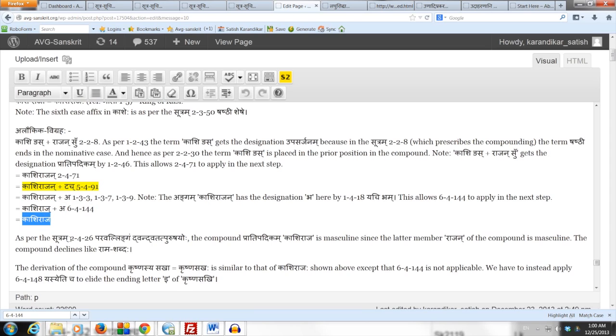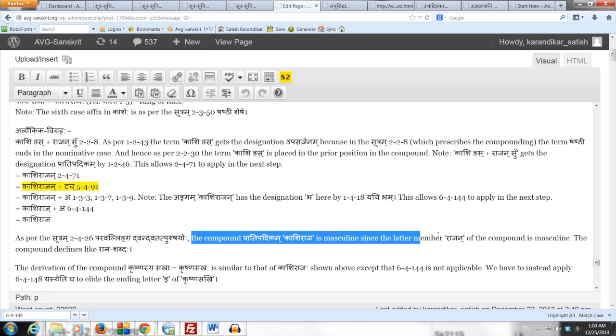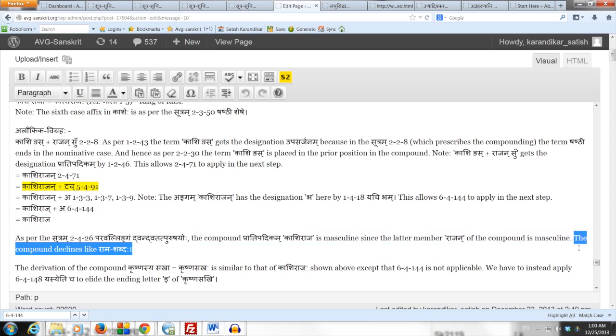Now as per the Sutram 2-4-26 Paravalliṅgaṃ Dvandvatatpurushayoh, the compound pratipadika Kāśi Raja is masculine in gender, since the uttarapada Rajan is masculine. The compound declines like Rama shabda.